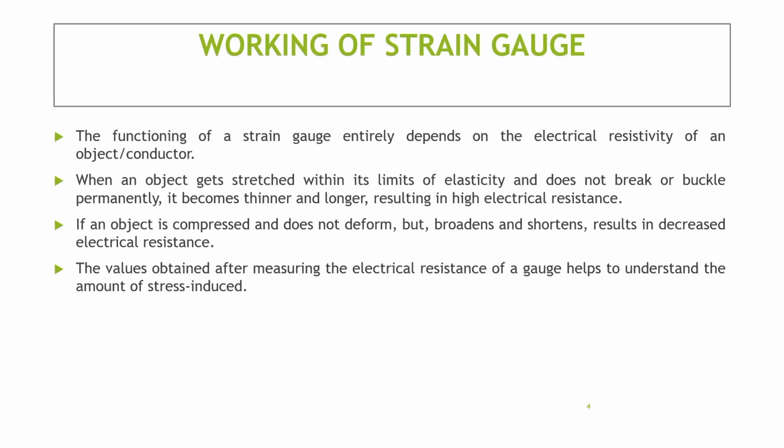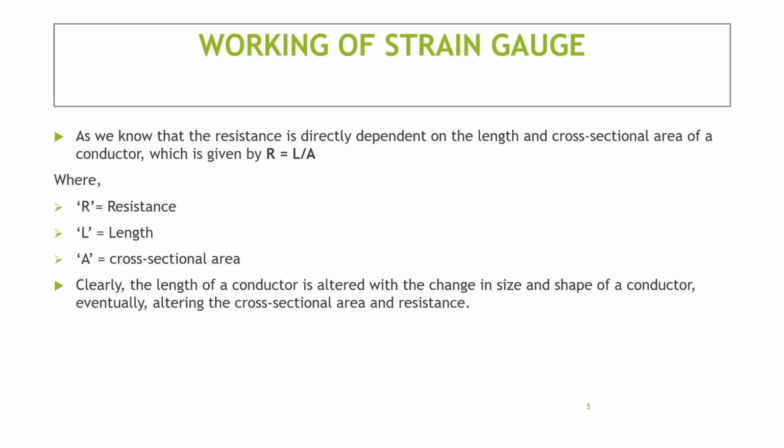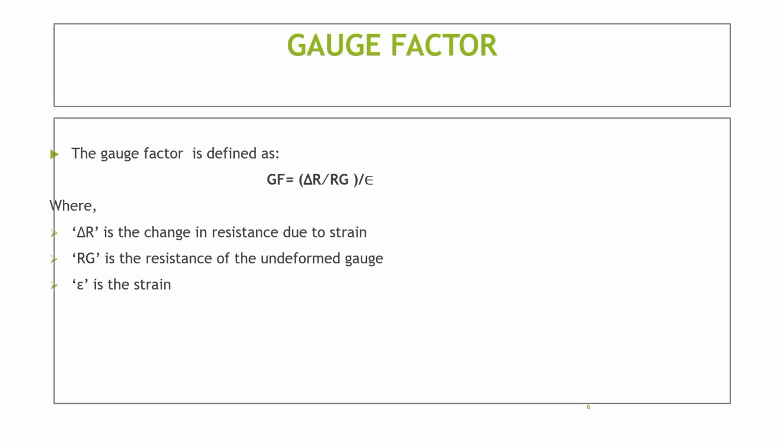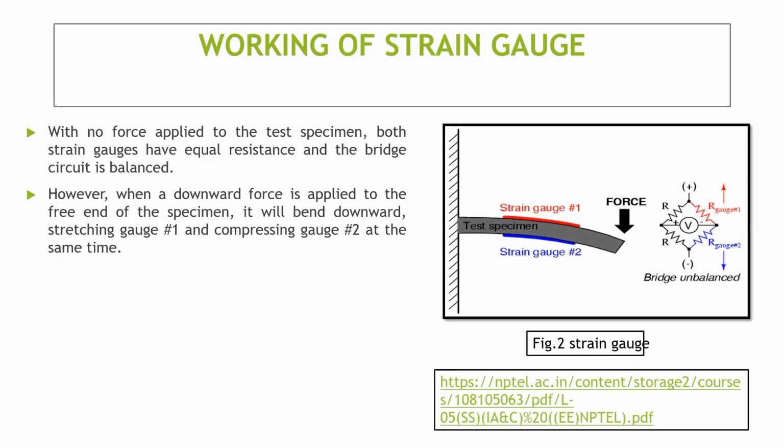The functioning of the strain gauge depends on electrical resistivity. First of all, that is very important, so note it down. When the object is stretched, within the elastic limit so that it does not break or deform, the electrical resistance changes, and that resistance reflects the amount of stress induced. You can see R equals rho L by A, where R is resistance, L is length and A is cross-sectional area. We have a gauge factor, delta R by Rg, where delta R is the change in resistance due to strain, and Rg is the resistance of the undeformed gauge.